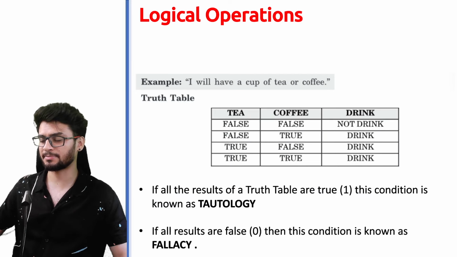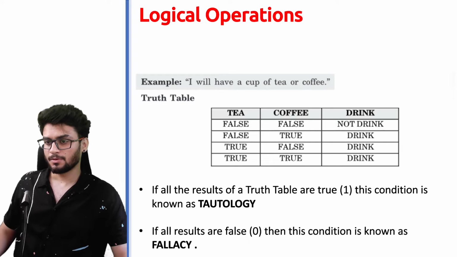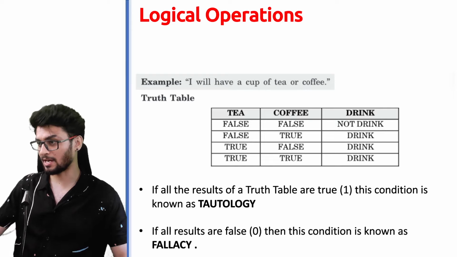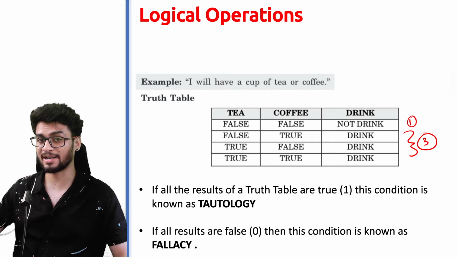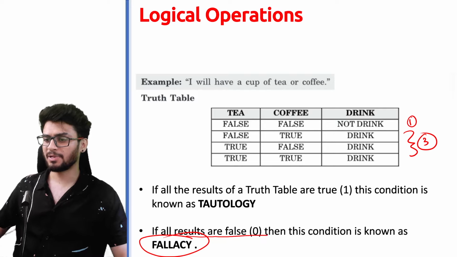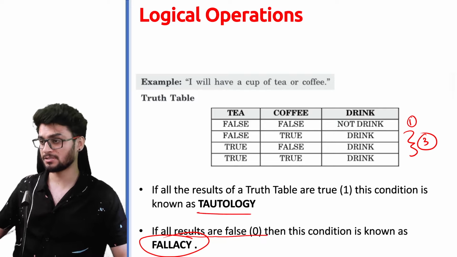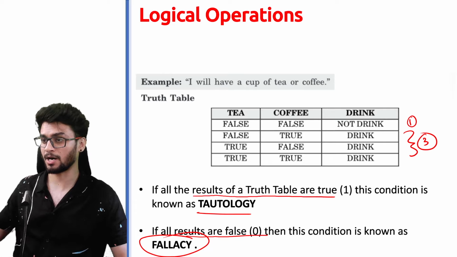So it looks something like this. So there is a definition of tautology and fallacy. Now we can see yahan par ek not drink hai and three drink hai. But if it was like ki sare hi options mein aap not drink kar rahe, or maybe false, so that is known as a fallacy, which means all the results are false. Similarly, iska jo opposite hoga, that is tautology, which means everywhere you are able to drink tea or coffee, or all the results of the truth table are one.